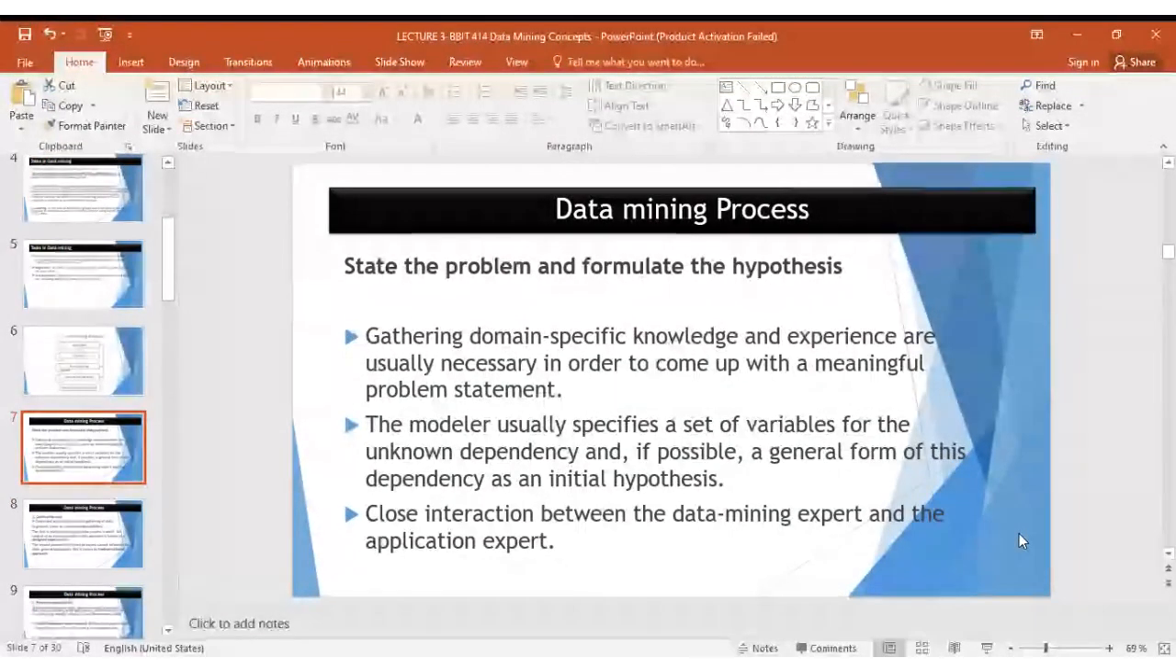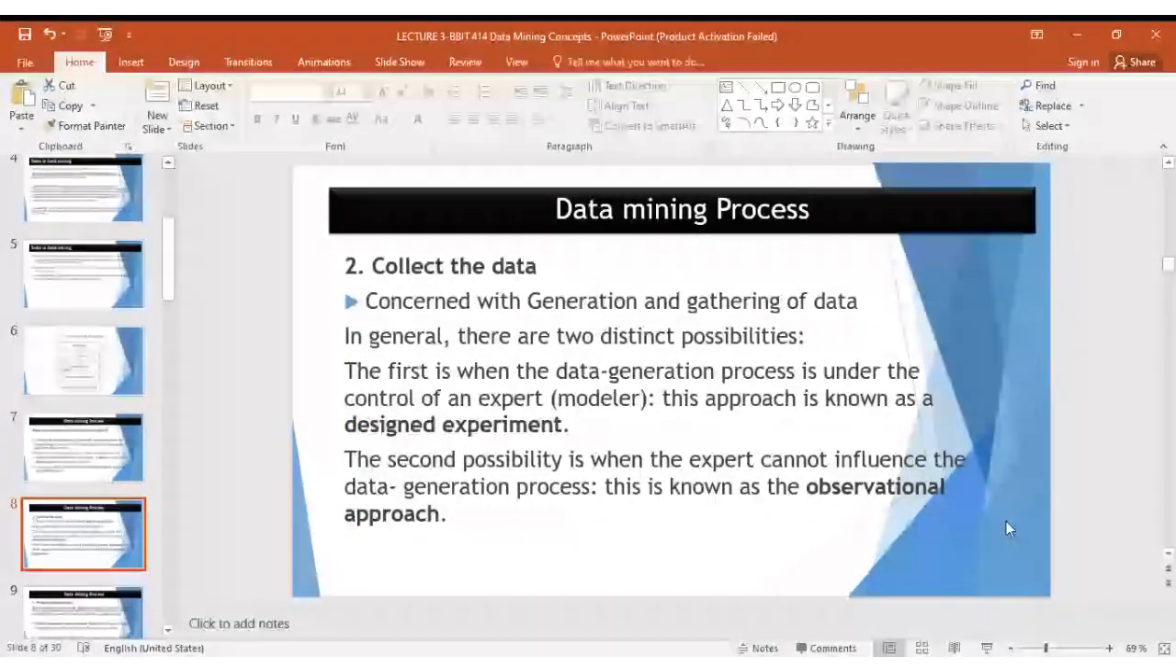So getting to formulate the hypothesis and the problem, but also collecting the data. This is concerned with generation and gathering of the data. And in general, there are two distinct possibilities. First is when the data generation process is under the control of the expert, who is a modeler. But the other possibility is when the expert cannot influence the data generation process, and so it's more of an observational approach. But essentially, at the end of the day, the model or the data collection process that you use may be informed by the problem that you are trying to address, and that's also very, very important.